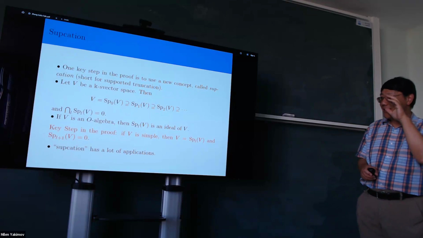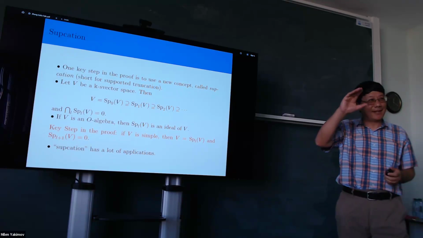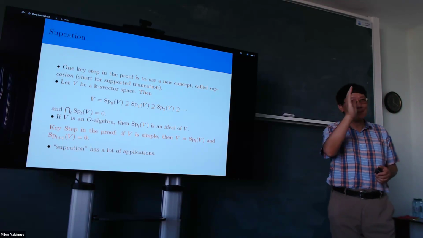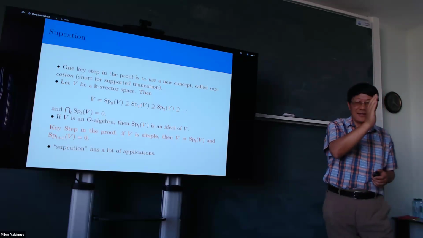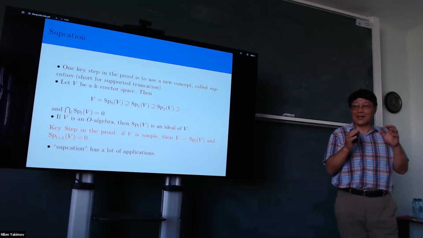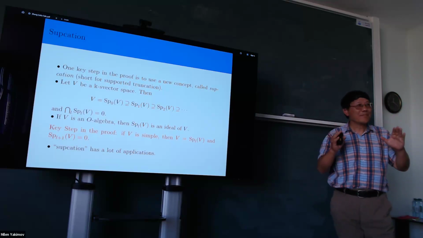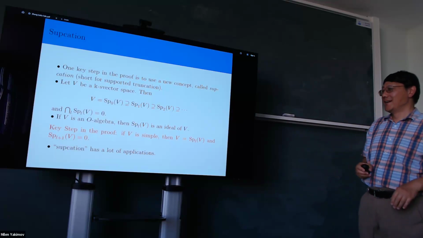So now, if V is simple, then you can only see one step. Okay? Because an ideal will be either 0 or the whole V. So this is a key step. But after that, we need to analyze this SPV. Then eventually we can prove the result.